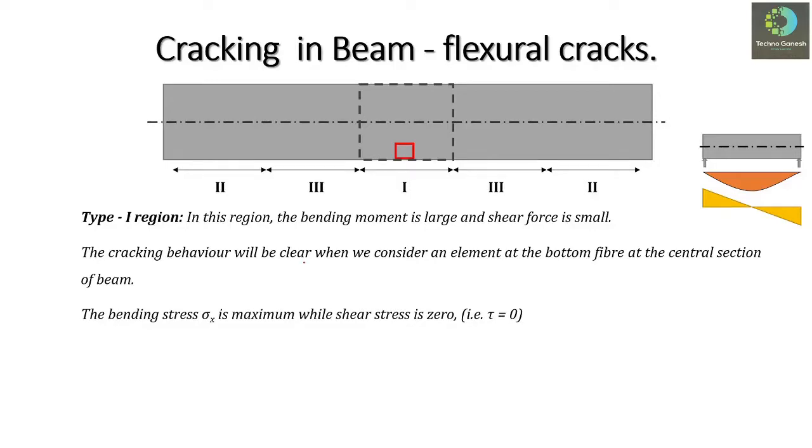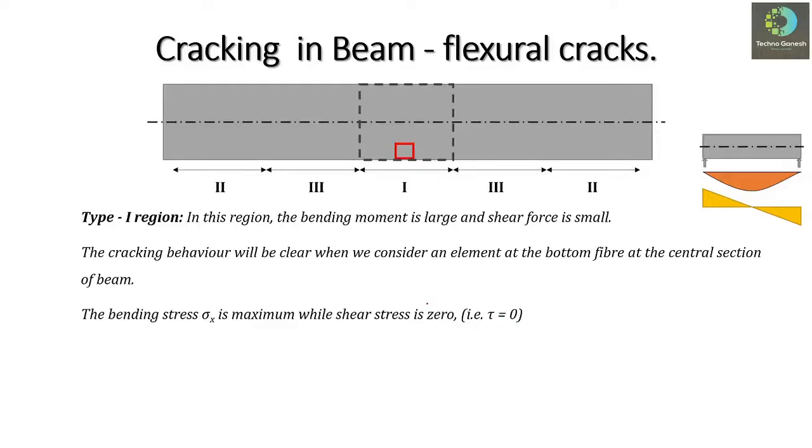As we have seen previously, the bending stress sigma x is maximum in this portion, because as you can see here, the bending moment will be maximum at the midspan and at the bottom, at this particular portion which is marked by the red rectangle. You can easily observe that the bending moment will be maximum. That's why sigma x, that is the stress which develops due to bending, will be maximum at this point, and at the same time the shear force is zero. That's why we are taking the value of tau as zero here. So sigma x is maximum and the shear stress, that is tau, is zero at this portion.